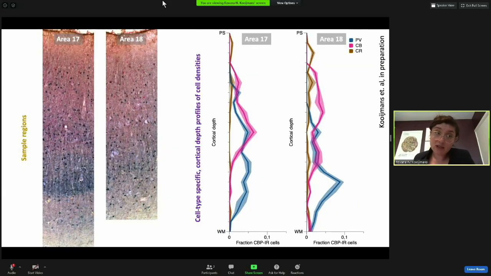Going back to my initial example with the sample regions, after we have split our data into 3 channels using this analysis, we can generate maps of distribution in the depth of the cortex, where you can see how numerous the specific populations are along the depth of the cortex and how they compare to each other. And this allows us to map the differences between, here, area 17 and area 18.